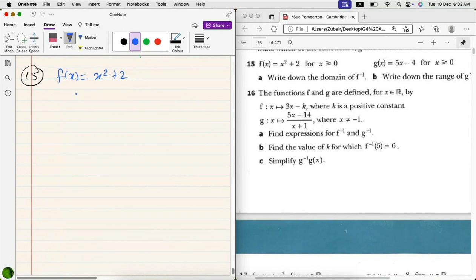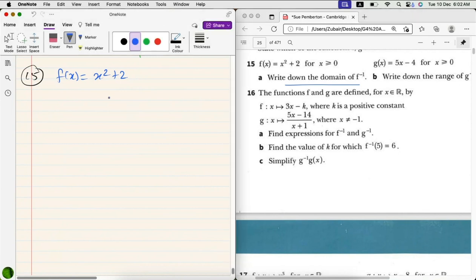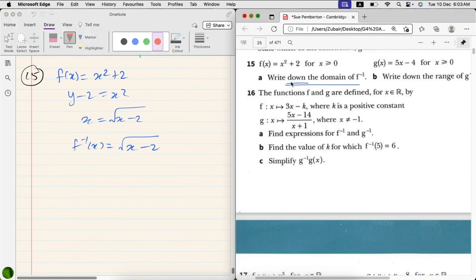Is A square root y over 2? We are looking for the domain of f inverse. You just found f inverse: y minus 2 is equal to x squared, x is equal to square root of x minus 2, f inverse x is equal to square root of x minus 2. You may have this path to solve the question, but it is not complete. We need the domain.